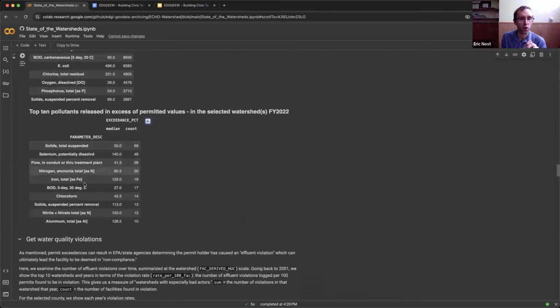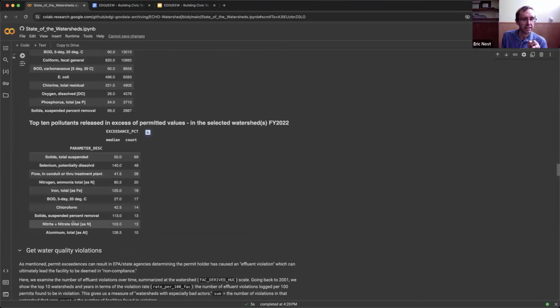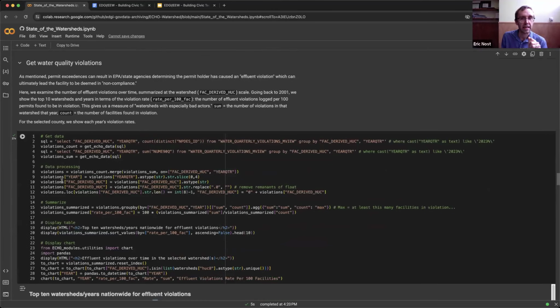In our specific watershed, we get into some specific substances here as well. And if you exceed your permits for a certain number of times over a certain time period, you do run the risk of getting a water quality violation. And in fact, exceeding your permit will get you a water quality violation, right? An effluent violation in particular.